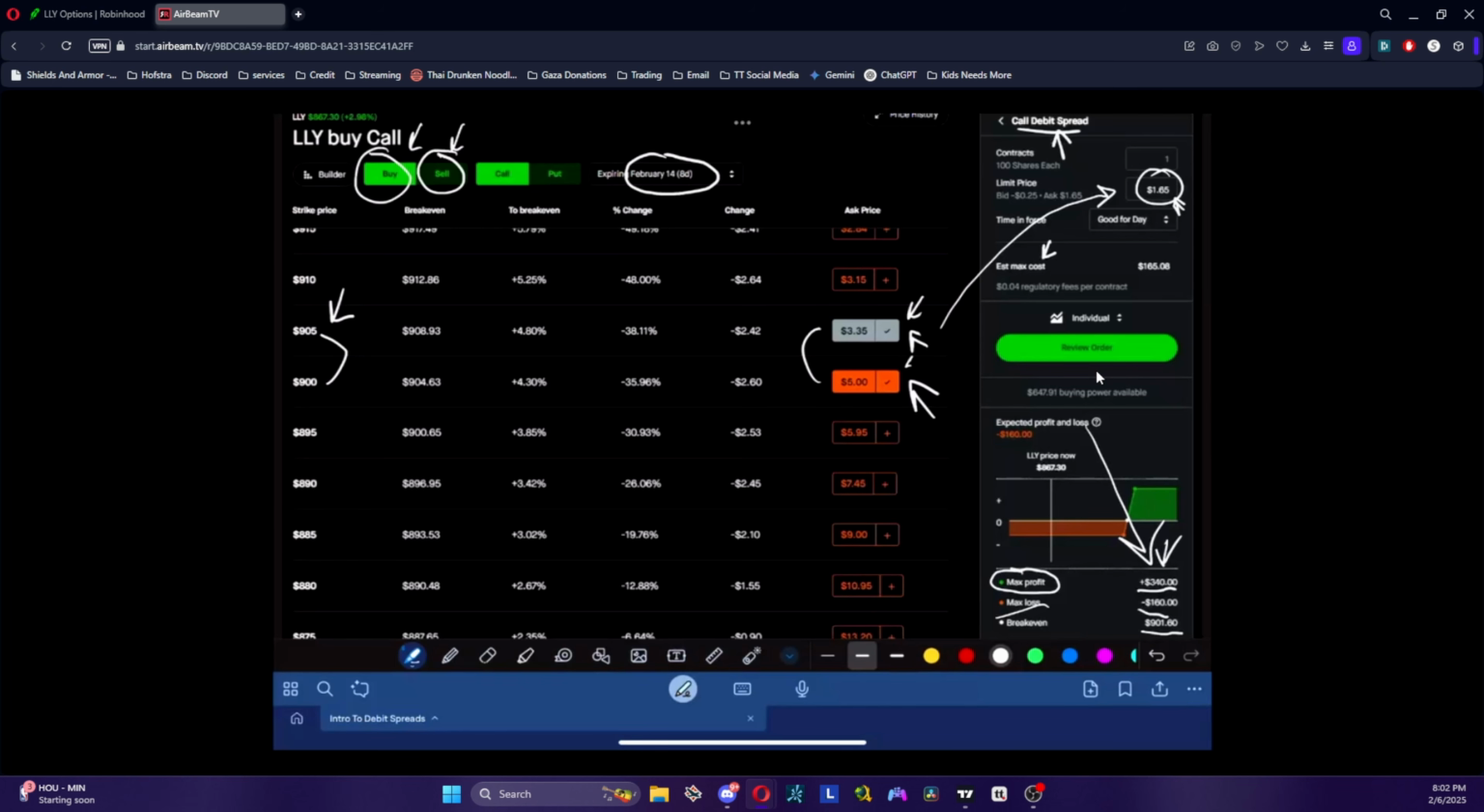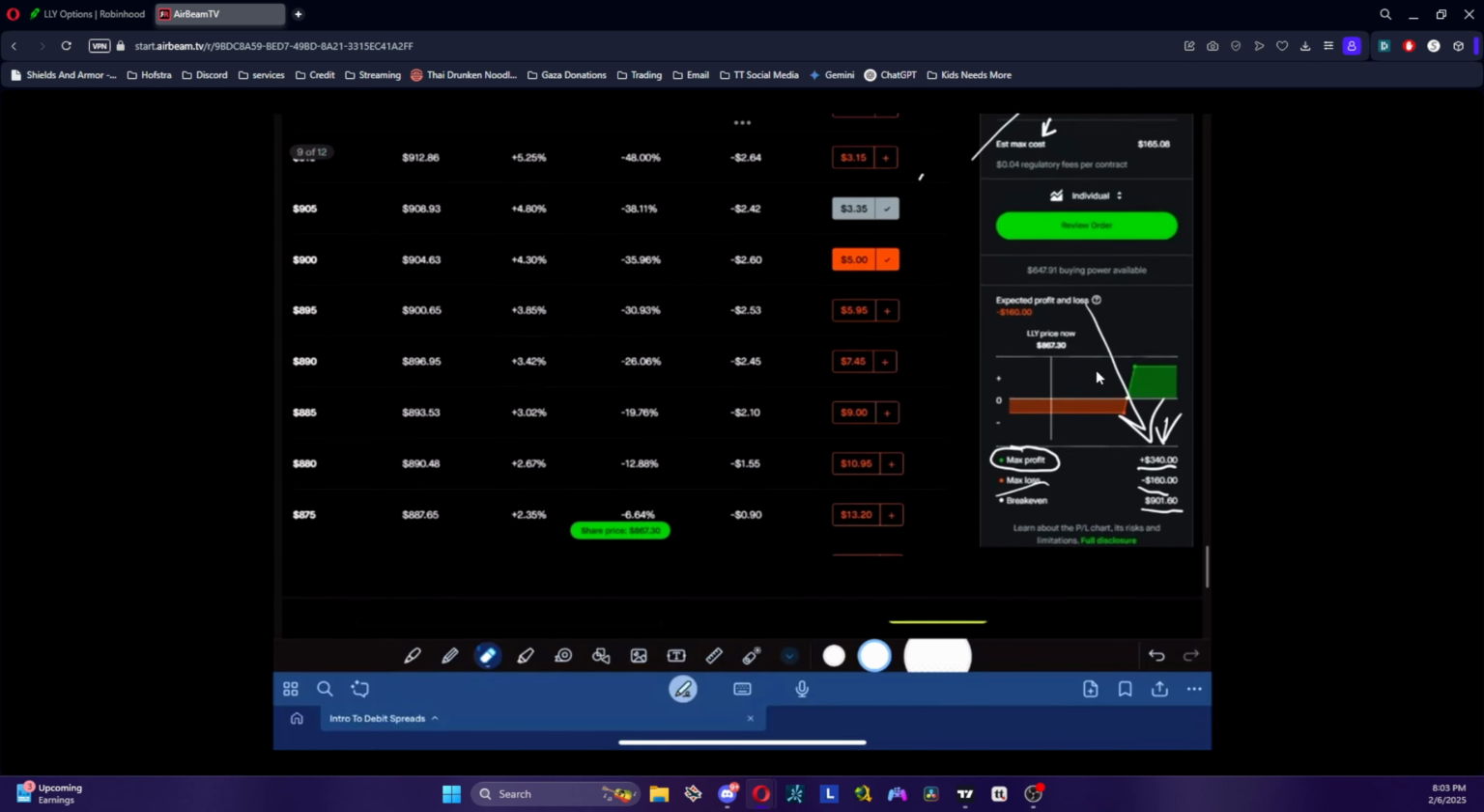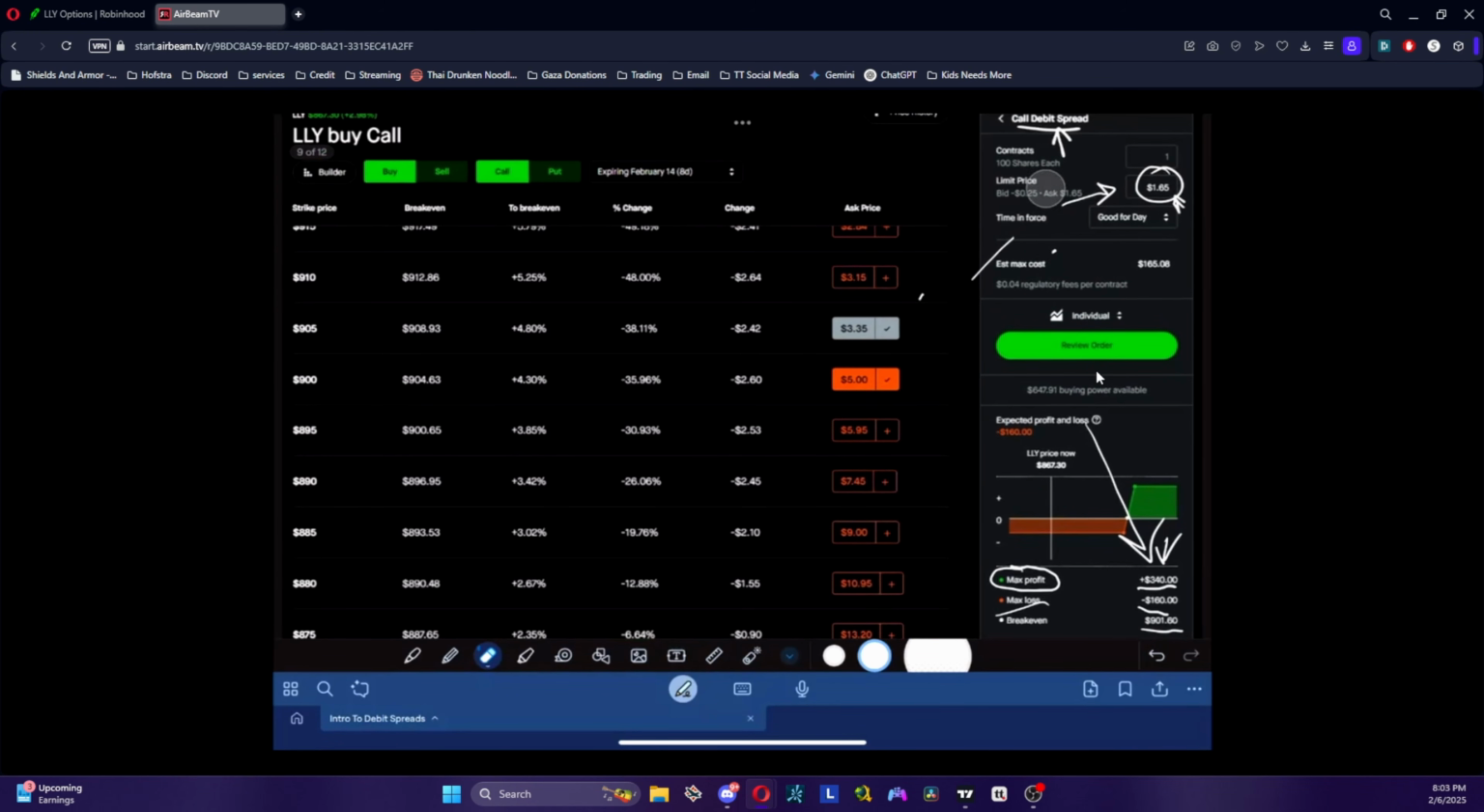But that doesn't mean that you need to hold this contract till expiration. Since you're buying the expensive contract and selling the less expensive contract, if the stock goes your way, and let's say you get a call debit spread and the stock rises, you could sell it much earlier than the expiration date. For example, let's say right now the price of Eli Lilly was $867. Let's say we entered this call debit spread today, and tomorrow it gaps up and goes up to, let's say, 900.